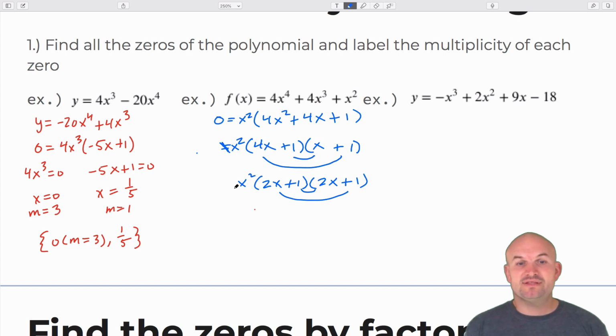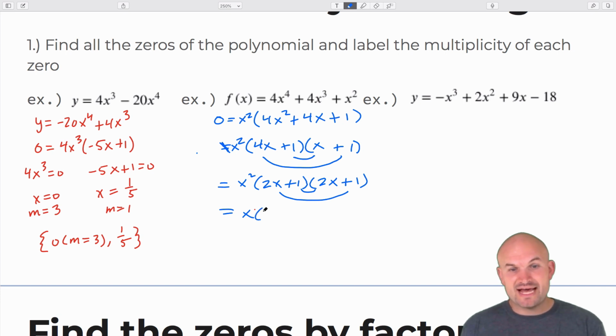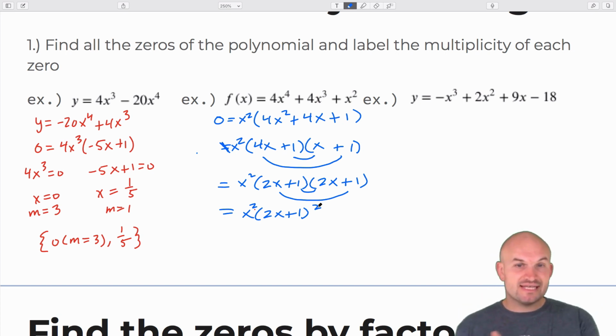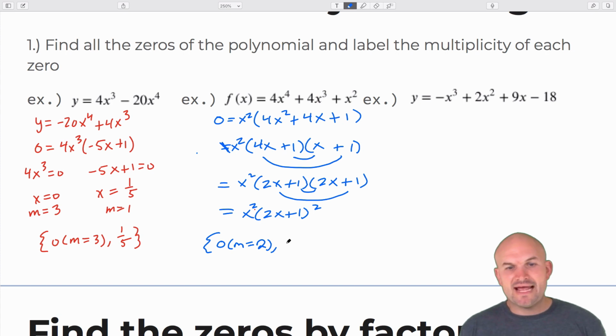Now again, the important thing to recognize here is I can actually simplify this, right? I can actually write this as x squared times (2x plus 1) squared, right? Because it's a binomial times a binomial. So you can see in this case, this is now written in a simplified form. Hopefully you can see our zeros now are going to be 0. You could set each one of these equal to 0 and solve. So hopefully you recognize that's going to be 0 with a multiplicity of 2, and this would be -1/2 with a multiplicity equal to 2.